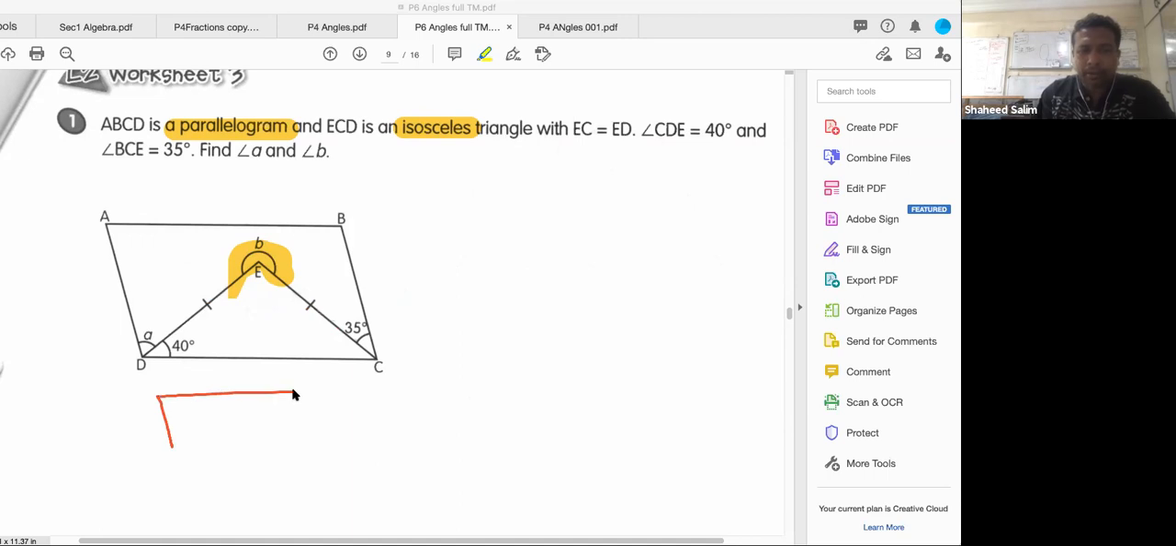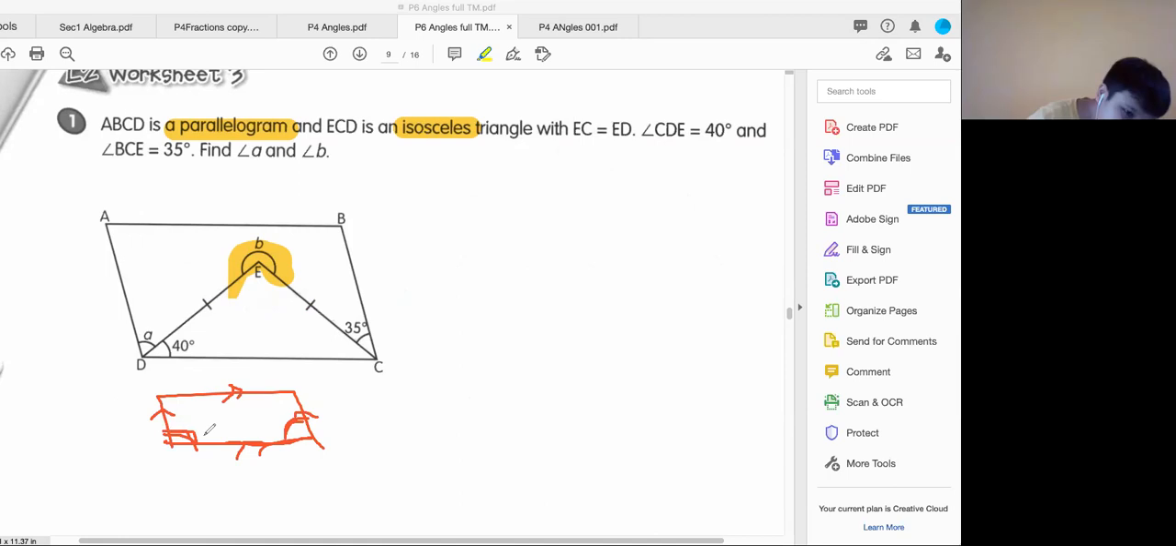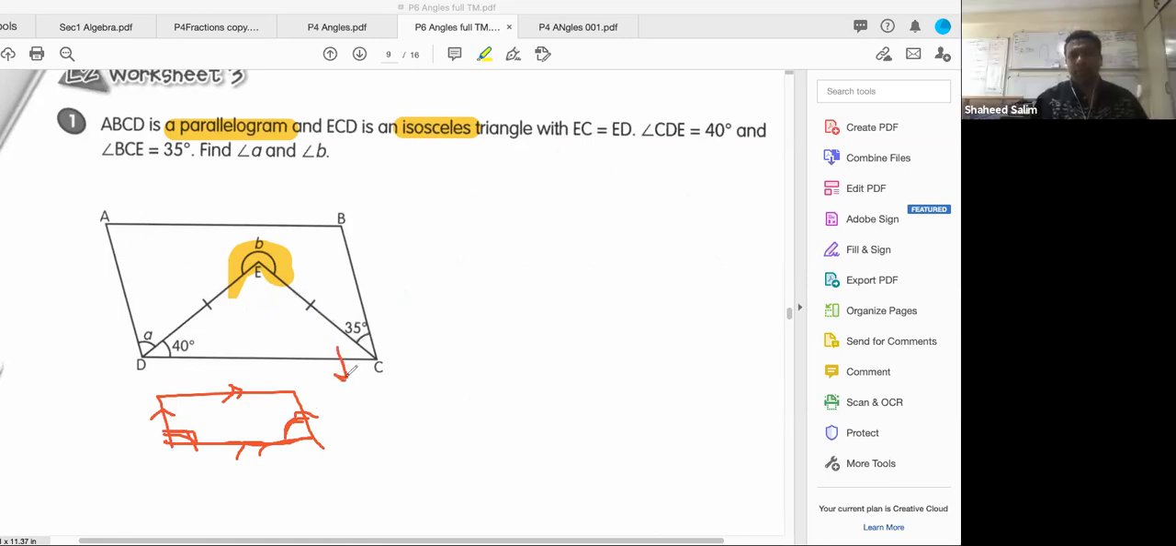Cannot tahan already. Now, Zahid, remember, this is a parallelogram. So you must remember, side by side, they add up to how much? Zahid, you remember or not? Side by side add up to 180. So this one is 40, you know. So 40 plus 35 is how much?